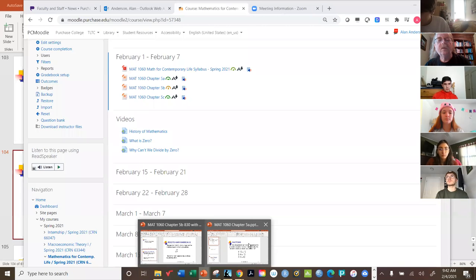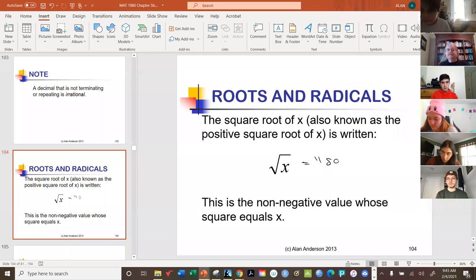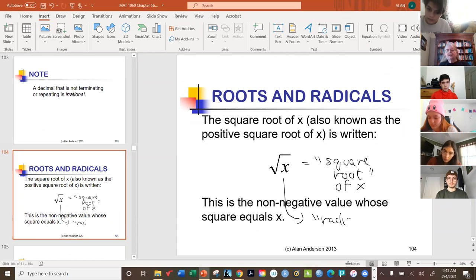So anyway, what we're about to do is look at something that everybody's very familiar with, and that is what we will call roots and radicals. Now, this symbol that you're seeing in front of you is very familiar to you all. We normally pronounce that square root of x. But this is sometimes pronounced as radical x. You may have heard that terminology as well. Radical x means the same thing as square root of x.